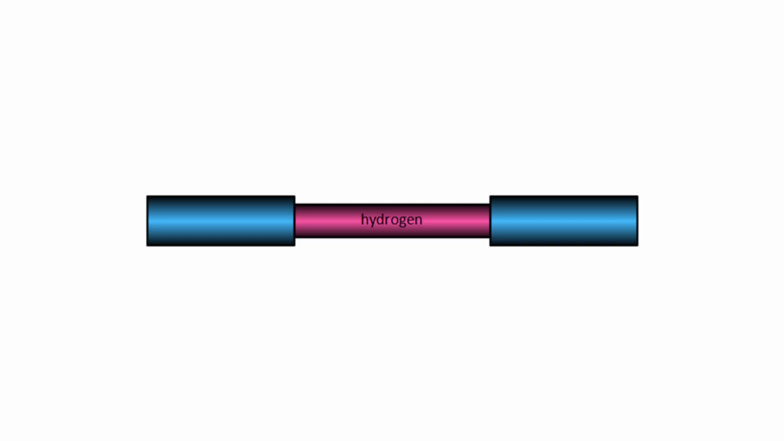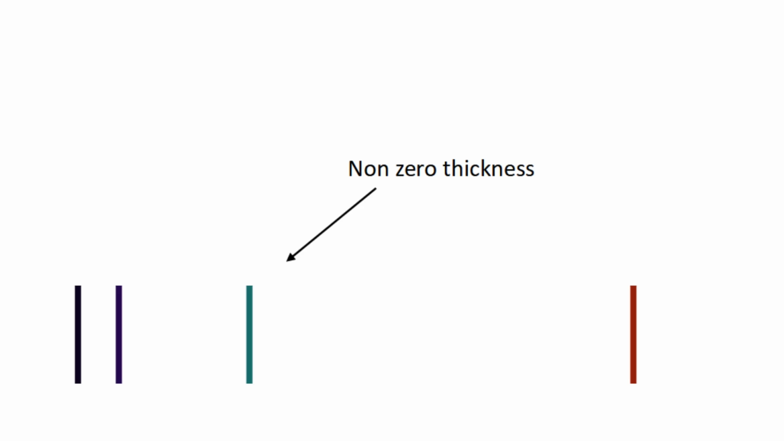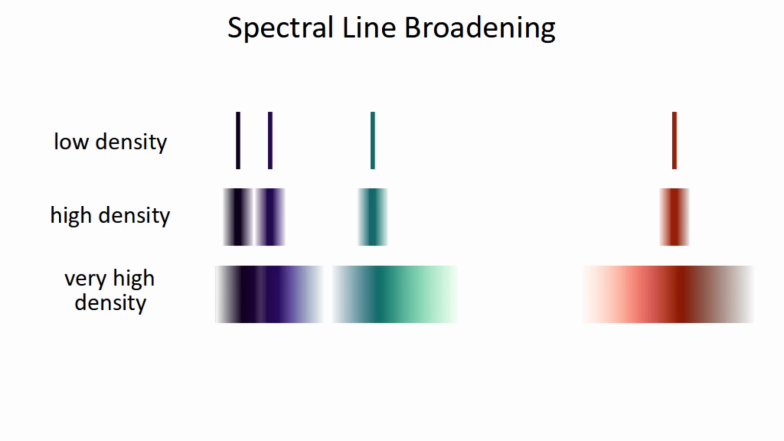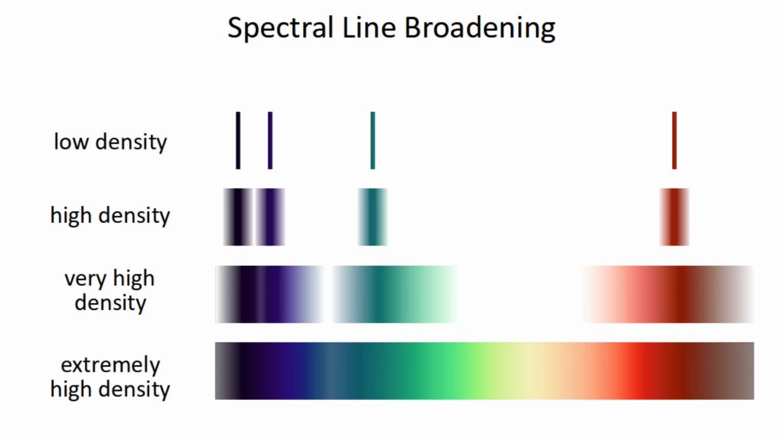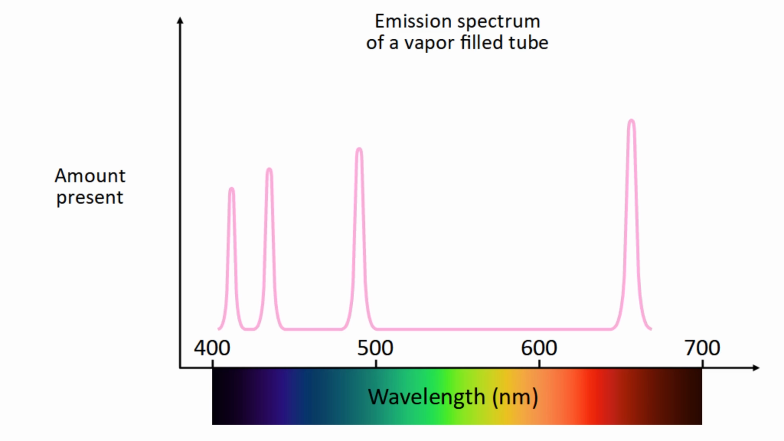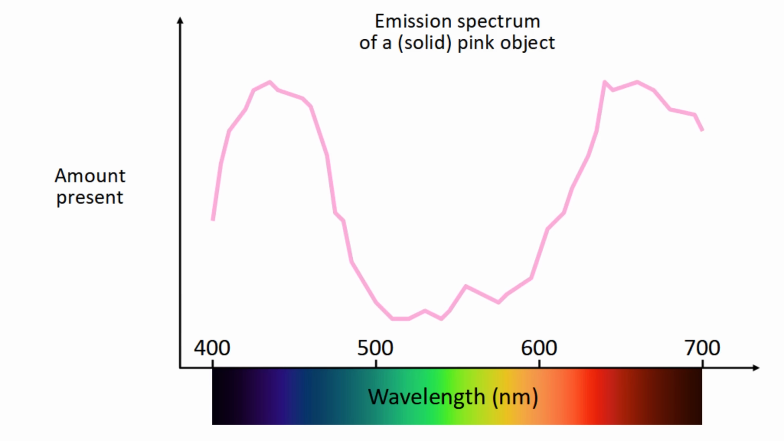But you might notice that the lines have non-zero thickness to them. That's because the photon's energy doesn't have to be exact. In fact, based on a variety of factors including density, the lines can broaden beyond the point of recognition, at which point it makes more sense to use the spectral power distribution. So a low-density vapor-filled tube will have a few sharp points, but something solid will have a more continuous emission spectrum.